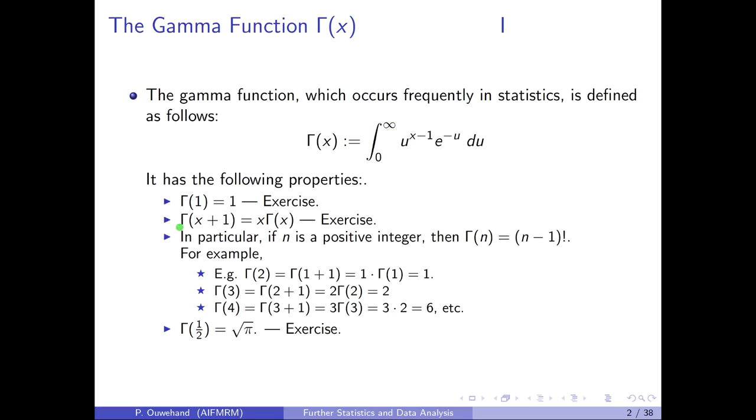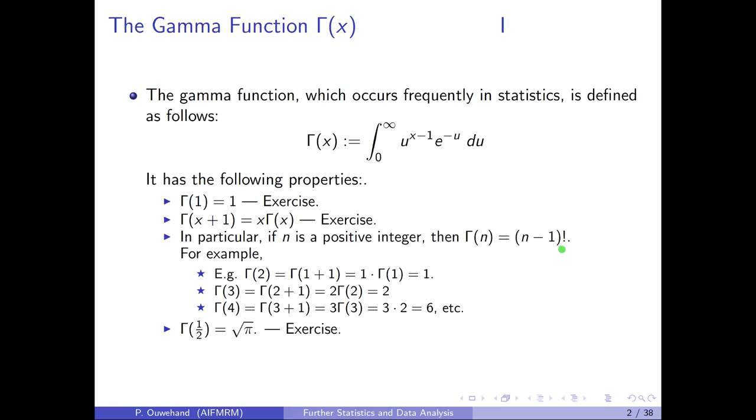Using integration by parts, you can prove that gamma x plus 1 is equal to x times gamma x. In other words, we have a kind of recursive relationship for the gamma function. In particular, if n is a positive integer, then gamma n is just n minus 1 factorial.